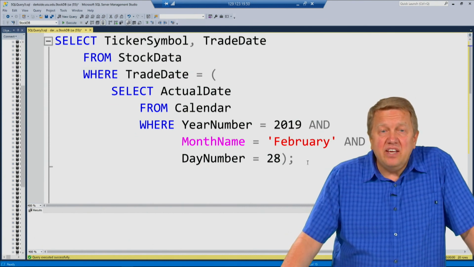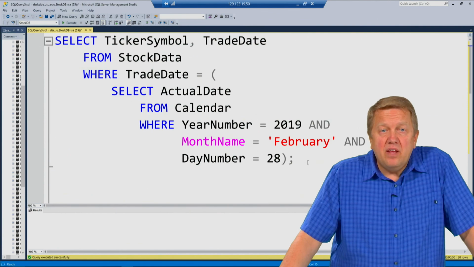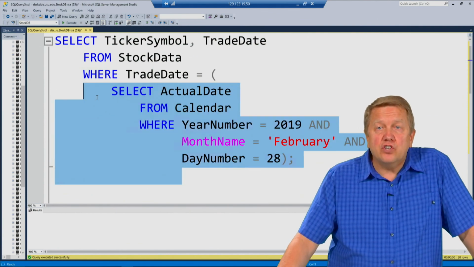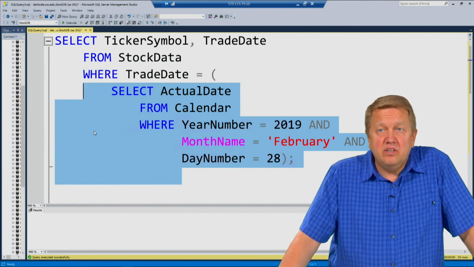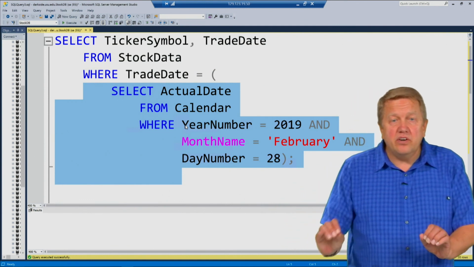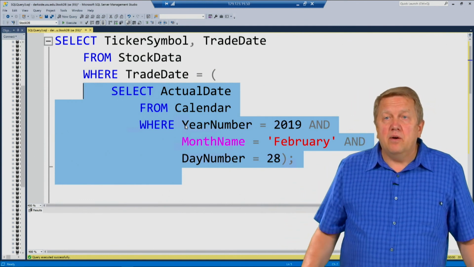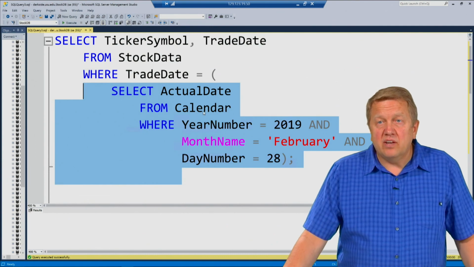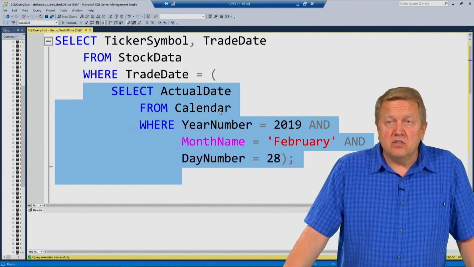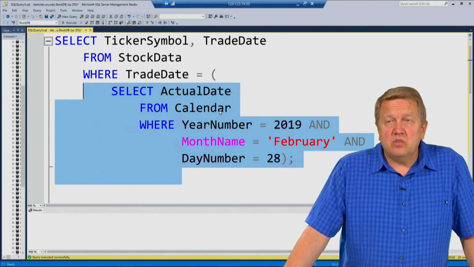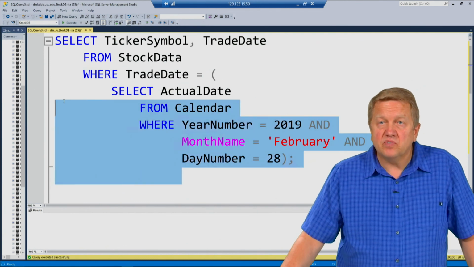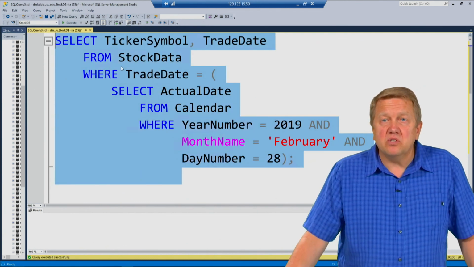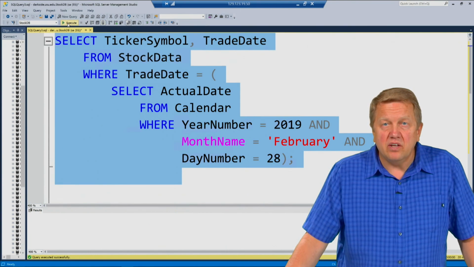So what happens is the inner part of a subquery, that executes first, and then it feeds its answer to the outer part of the query. So it executes in the order of inner to outer. In this case, it'll look for actual dates that are 2019, February 28th. So let's run the query. And really what we're looking for is ticker symbols and the trade date for anything that was traded on February 28, 2019.